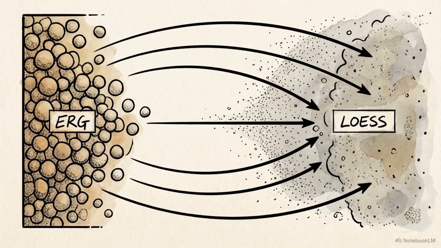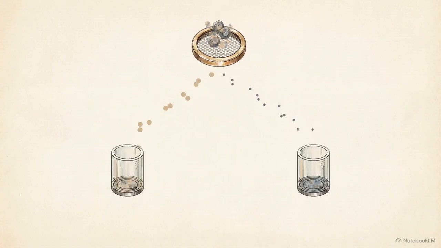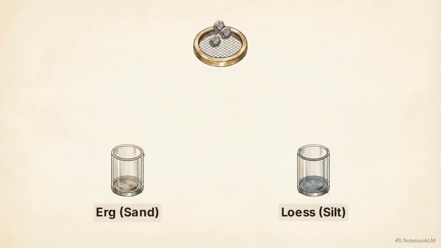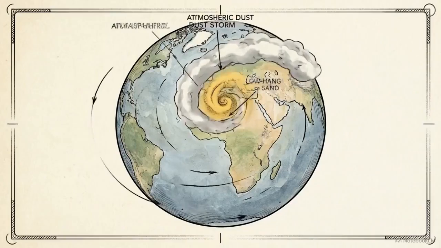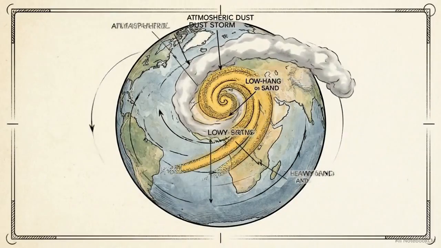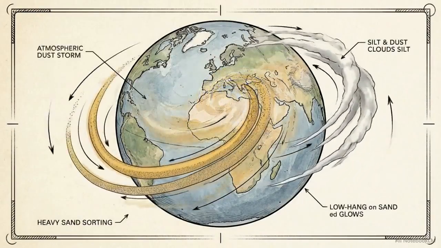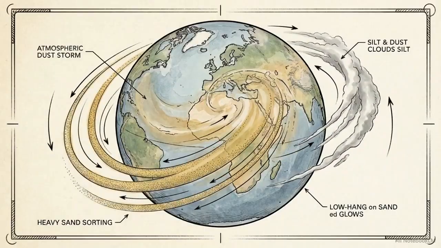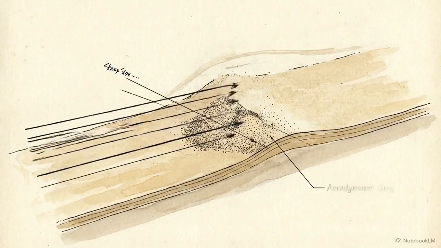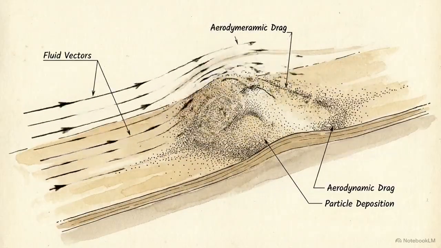the original sediment source. Because wind is such a strict fluid sorter, there is almost no interbedding or mixing between pure ergs and pure loess deposits. The physical limitations of fluid density turn the atmosphere into a planetary scale sieve, strictly segregating the Earth's crust by grain size. A dune begins when a small pile of sand creates a minor topographic obstacle, disrupting the wind flow.